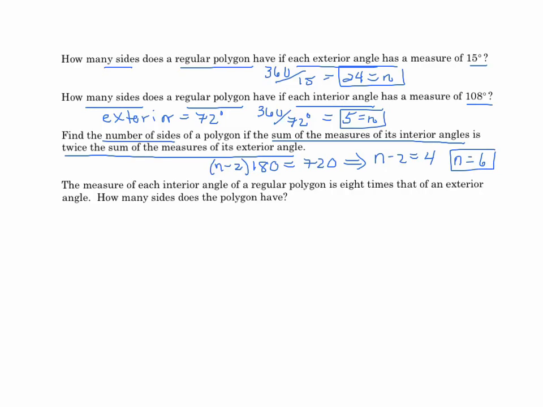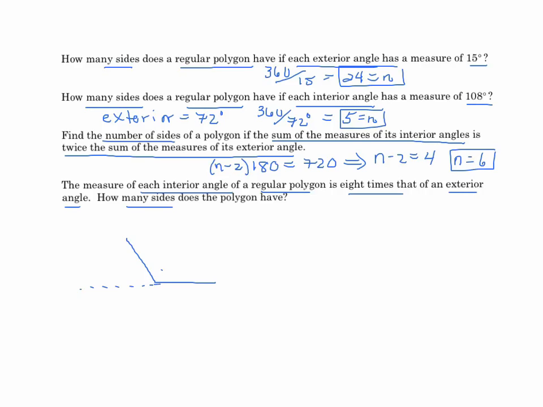We're told that the measure of each interior angle of a regular polygon is 8 times that of an exterior angle, and we're looking for the number of sides. And I think here a picture would help. I'm going to draw one corner of a polygon, so it might look something like this, and the polygon continues around, and this is the interior angle right here. And then I'm going to extend the side, and then this will be the exterior angle.